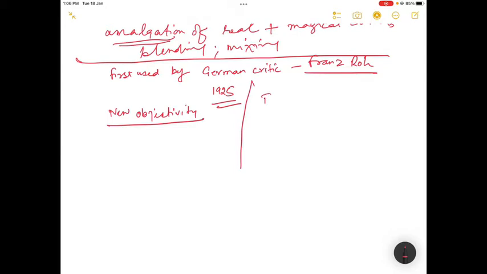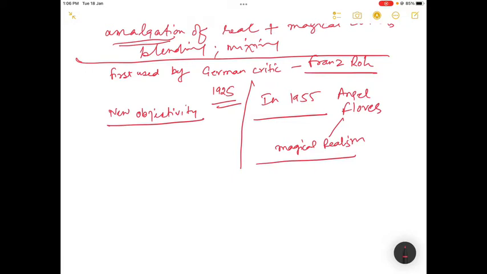In the year 1955, a literary critic named Angel Flores coined the word magical realism. And this kind of movement gained popularity in the 1950s in Latin America.